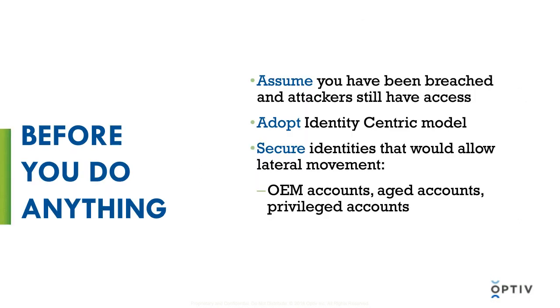So where do we start? Before you do anything, assume you've been breached and that the attackers still have access. We want you to look at adopting an identity-centric model, being able to focus on identity and which accounts you have, what they have access to, and first and foremost, securing identities that will allow lateral movement. Those are OEM accounts, aged accounts, privileged accounts. This can be one of the most impactful risk reductions that you can do right away.